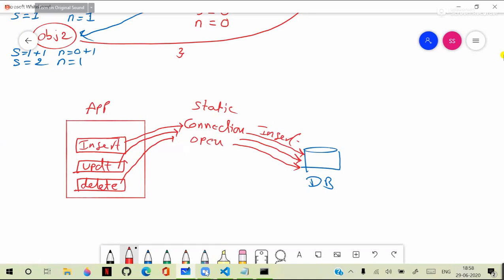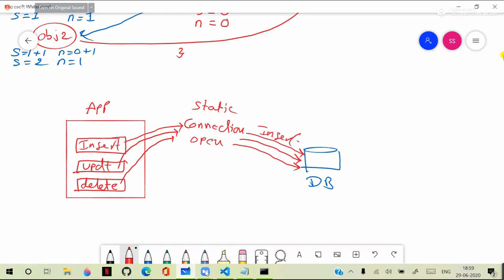Now what is the problem in a static connection? What is the problem in this static connection? Okay, good. Security issues will come because the connection still remains open. Another, it occupies more memory. Am I right? It occupies more memory because it is in the memory, but you are not using it.